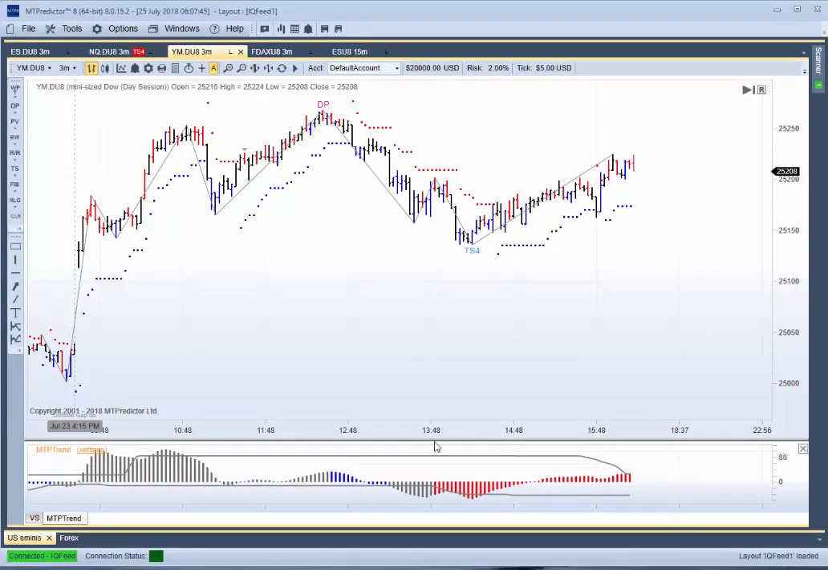Right, this is a 3-minute chart of the YM from yesterday, which was the 24th of July. So how do we approach MTPredictor? Is it a black box system where we just follow all the automatic setups you can see on the chart, perhaps in the direction of our MTP trend color, blue for up, red for down, and grey for in the process of making a reversal? Or is it something else?